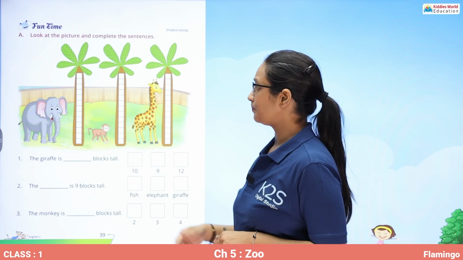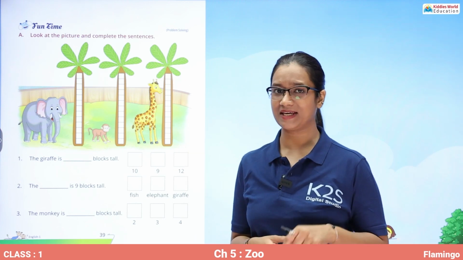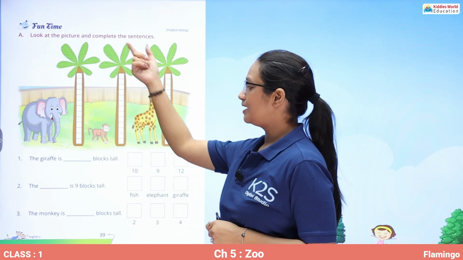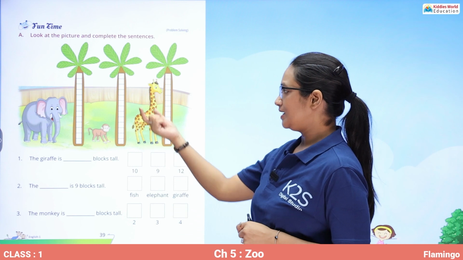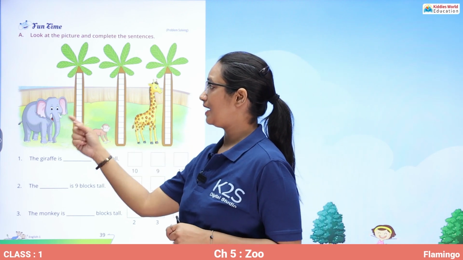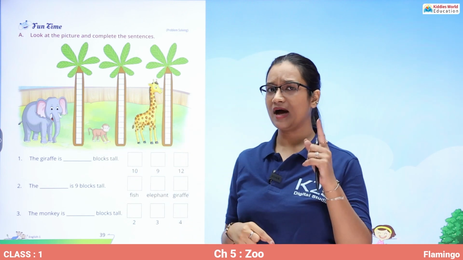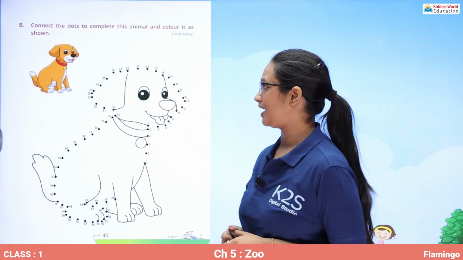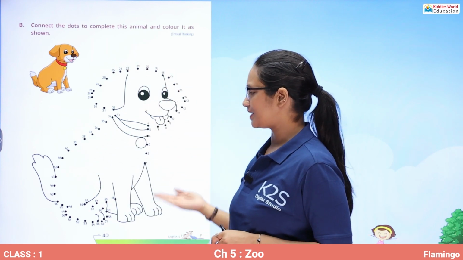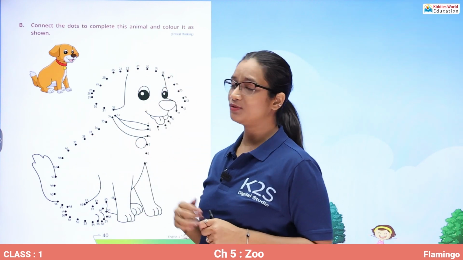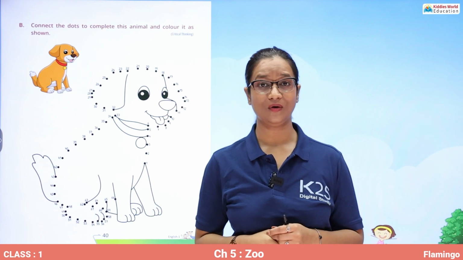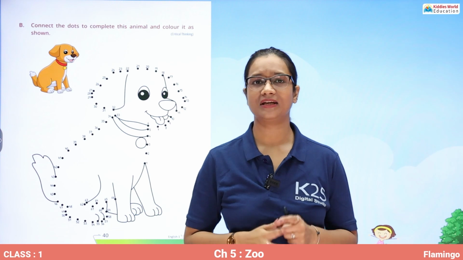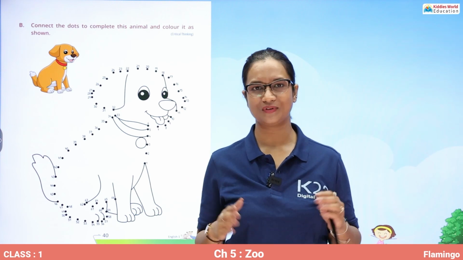Moving on, we will see one very interesting fun exercise just for you. Herein, you are going to look at these pictures and complete the sentences. These animals are standing at some particular block. You have to understand them and fill it for me. And lastly, we have one more connect the dots exercise. You are going to get this beautiful animal, which is called a dog, when you connect all these dots. And once you're done with it, make sure you color it with beautiful colors.